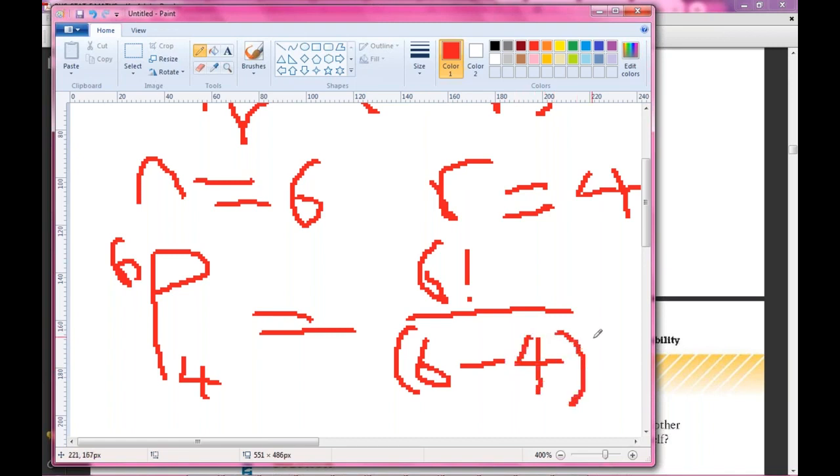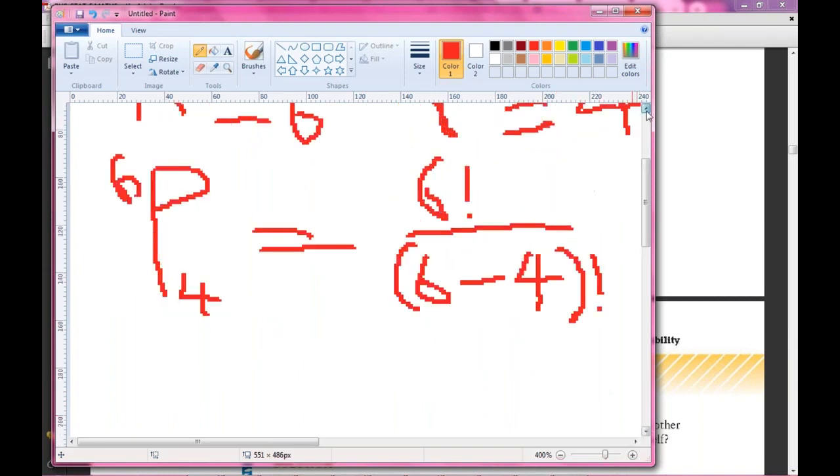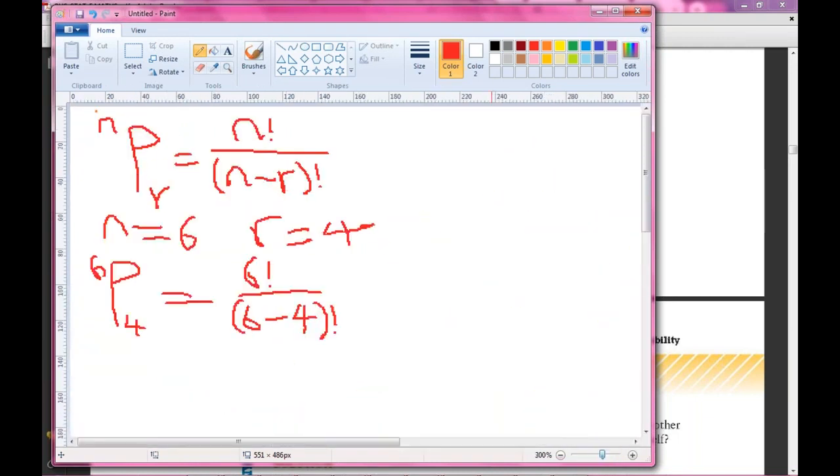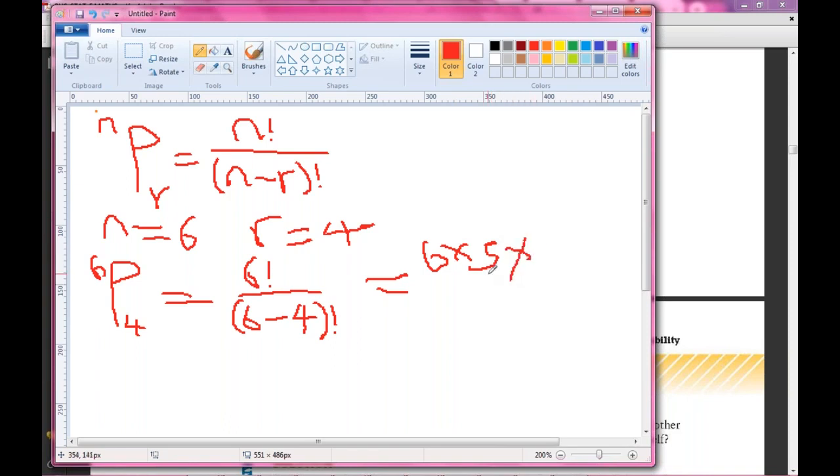6 minus 4 factorial. So how do we further calculate this? If you want to calculate this, 6 factorial simply means 6 times 5 times 4 times 3 times 2 times 1.